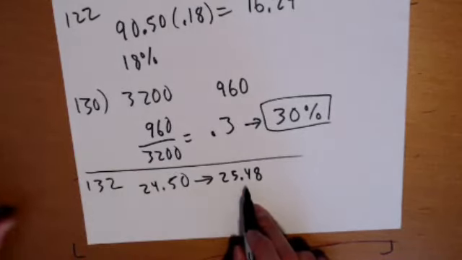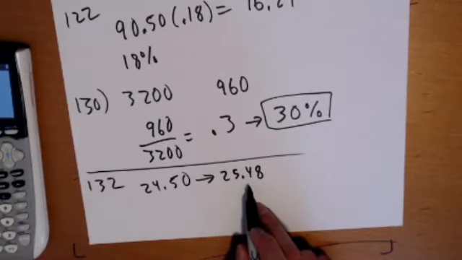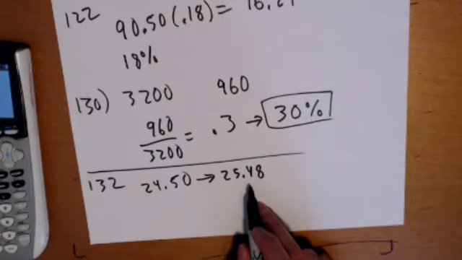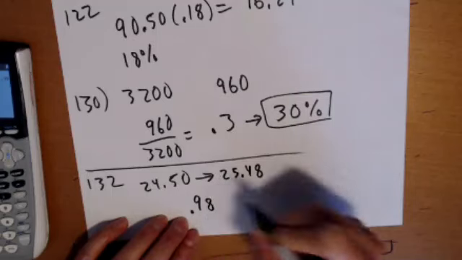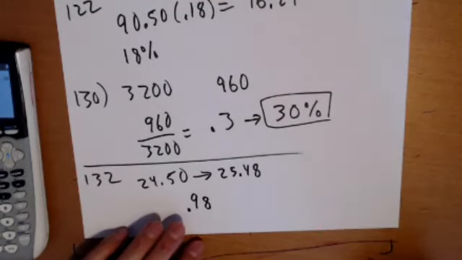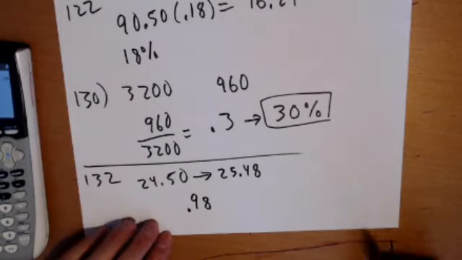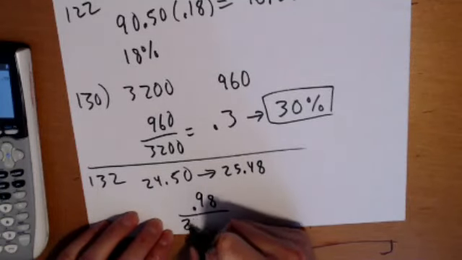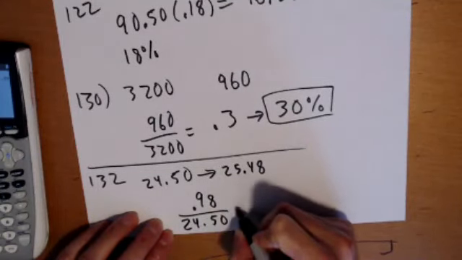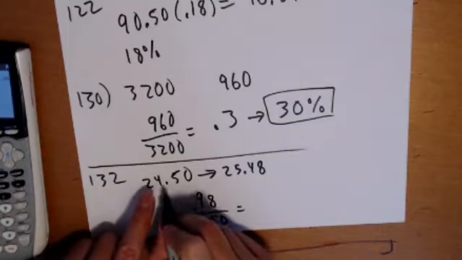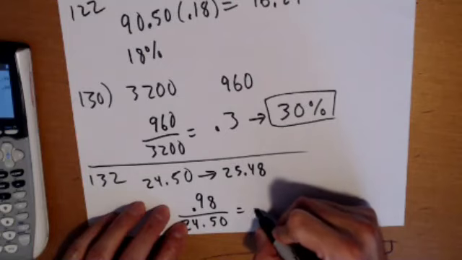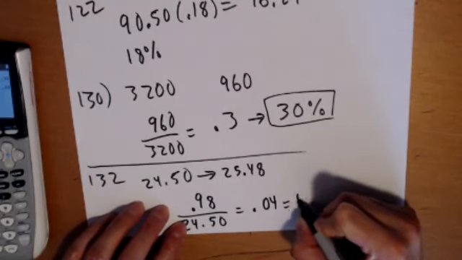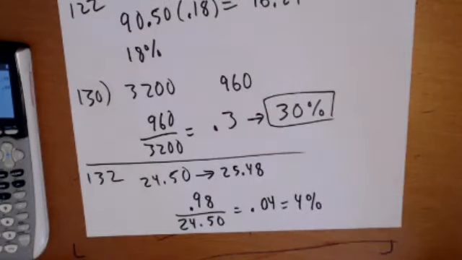I'll show you two ways to do this. So let's see, 25.48 minus 24.50. So we're making 98 cents more. So how much percent change did we get? So you could just take the 98 cents and divide it by 24.50, because you always have to start with the original amount, and that says we get 0.04, which is a 4% increase in pay.